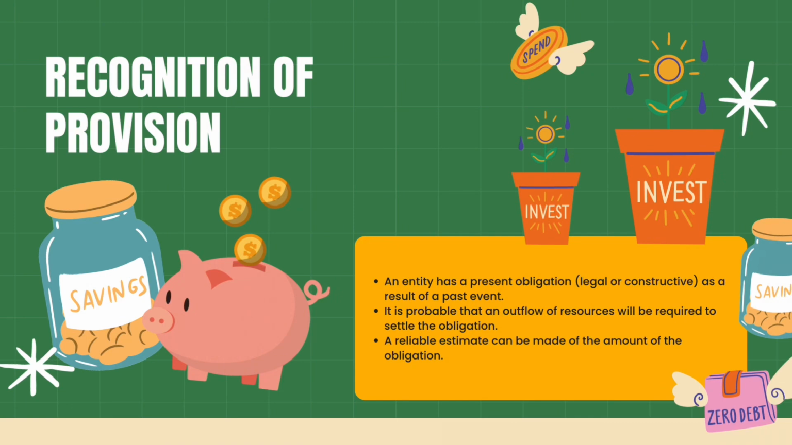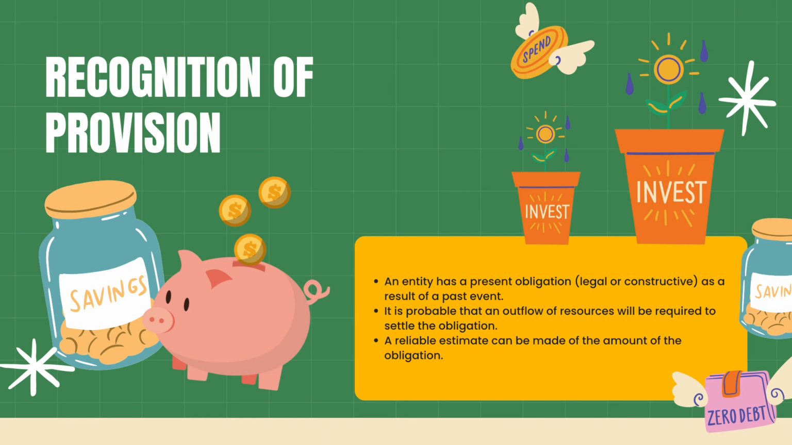First, we're gonna focus on the provision. A provision should be recognized when, first, an entity has a present obligation, legal or constructive, as a result of a past event. Next, it is probable that an outflow of resources will be required to settle the obligation. And the last one is that a reliable estimate can be made of the amount of the obligation. If all the conditions are not met, then it will be a contingent liability or nothing.